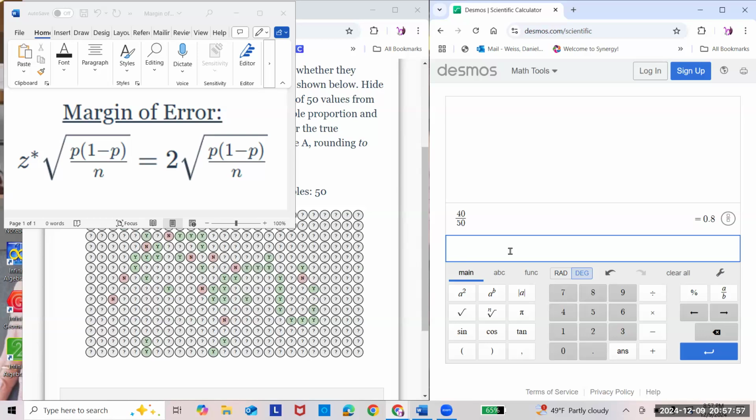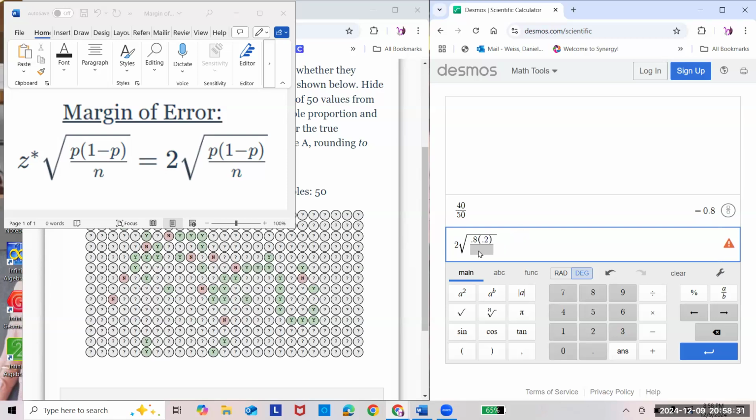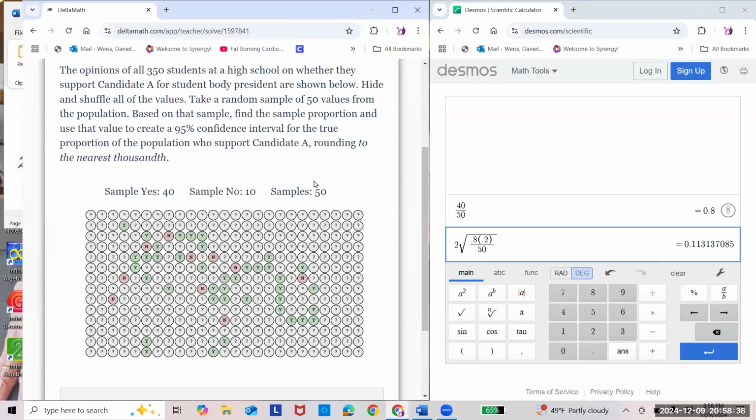Once again, Z is 2, okay, because we have a 95% confidence interval. So I'm going to do 2 square root, and I'm going to hit my A or B key here. P is 0.8 times, I'm going to use parentheses, times 1 minus P. 1 minus P means 1 minus 0.8. 1 minus 0.8 would be 0.2, right? On the bottom is N. N is going to be 50, because back here, we had a total sample of 50 values. So now we've got this 0.11313785.